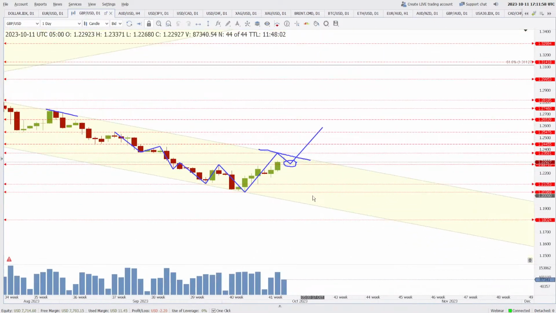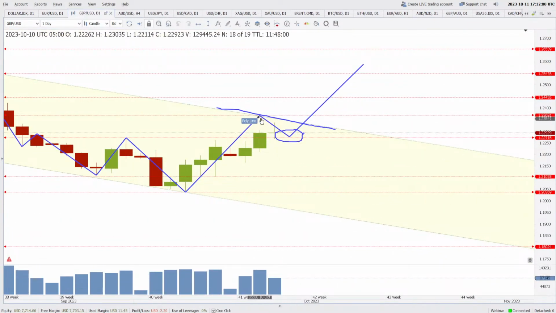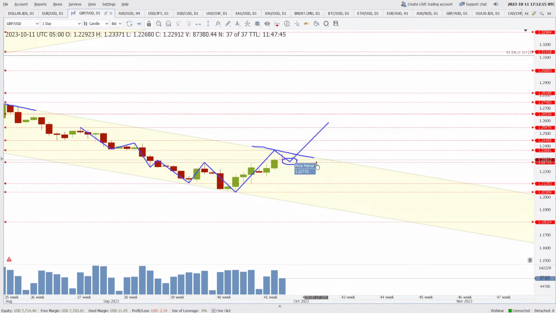Because immediately above this is the zone of resistance, the confluence of resistance of this falling line and also this horizontal. So I'm not willing to buy this market close to this, but on the contrary, if the price goes higher than this, then we may be looking for buying this market. But right now, if you ask me, 1.2271 is the support and 1.238 is the resistance.